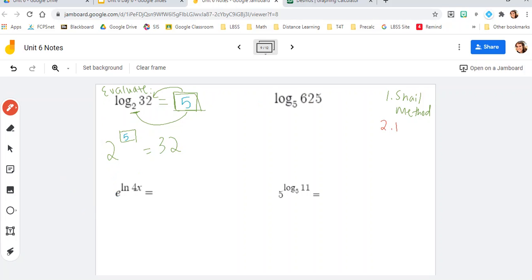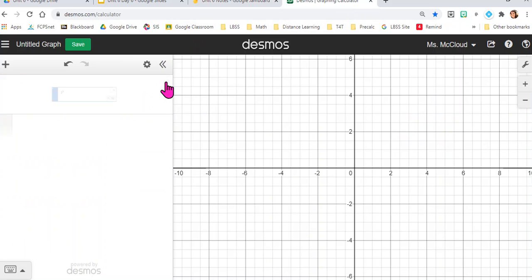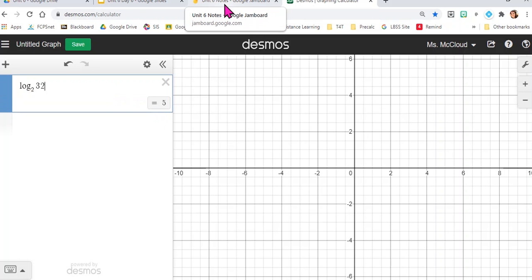The other strategy you can do, if you don't want to use the snail method here, is use Desmos. The only catch is if there are variables, this isn't going to work. So it has to be a problem with no variables. So like the problems down below wouldn't work. So if we go to Desmos, we can just type in this original expression that we had, log base 2 of 32. So I type log, I hit shift and minus, base 2 of 32, and I just see that that equals 5. So I didn't even have to use snail method, it just tells me the answer.